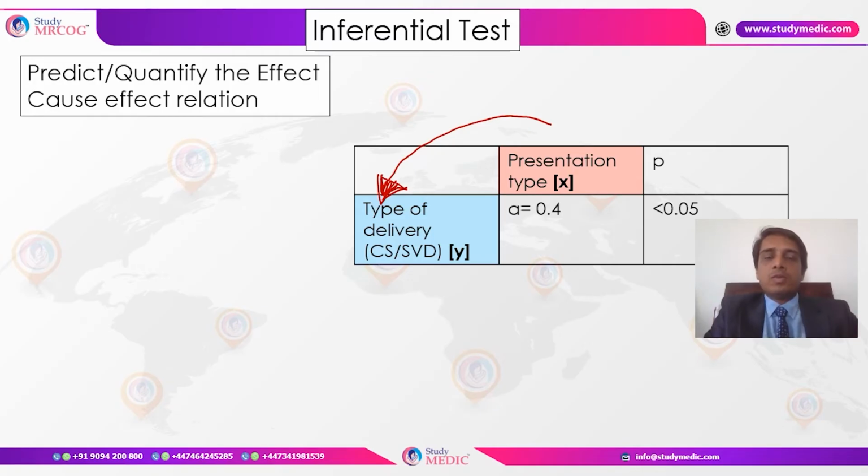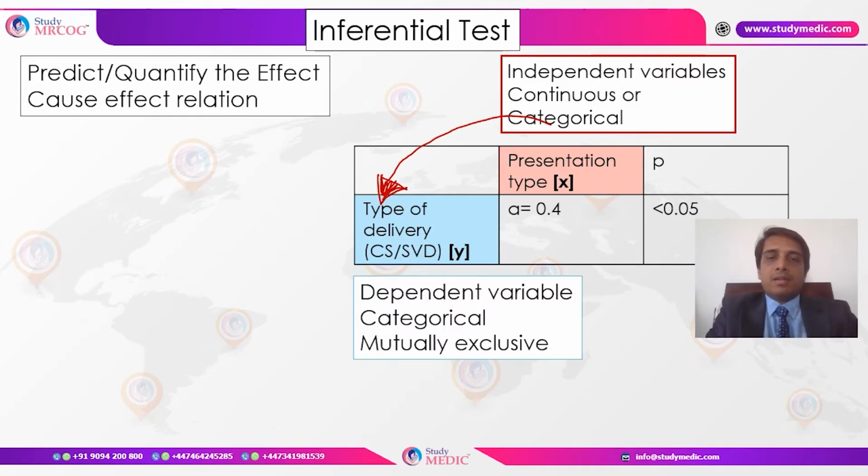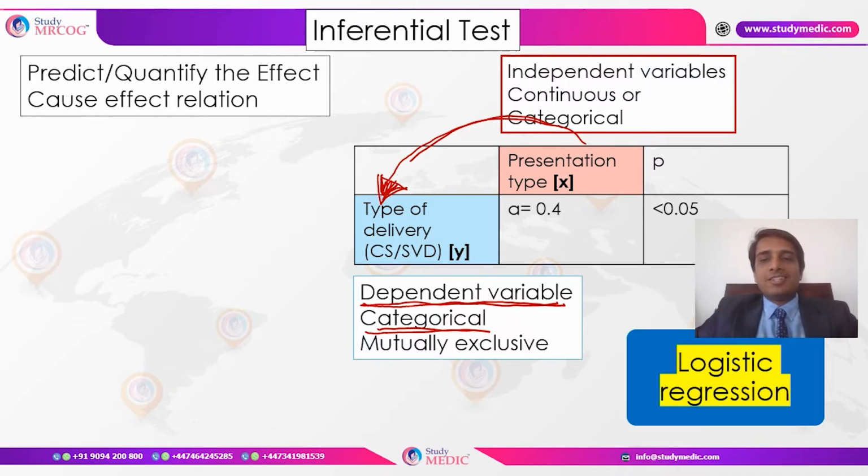In this case, you can see the type of delivery is a categorical variable. The dependent variable, type of delivery, is categorical. In the previous two examples of regression, the dependent variables were continuous. Here the dependent variable is categorical, and there is one or more continuous or categorical independent predictor variables. Here in this case there is only one. In such a case, if you want to predict a dependent categorical variable from independent variables, then we use what is called logistic regression.